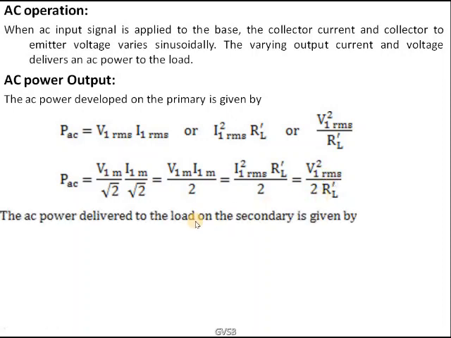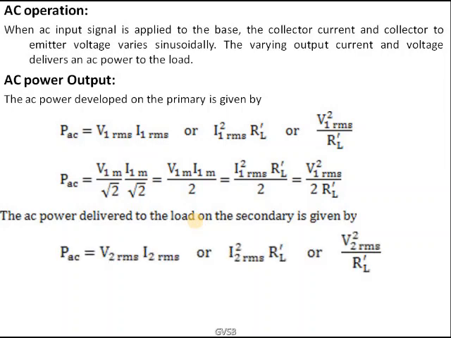The AC power delivered to the load on the secondary is given by PAC is equal to V2 RMS into I2 RMS. Here V2 is the secondary voltage and I2 is the secondary current. RMS is the AC representation of voltage and currents. This can be written as I2 square RMS RL dash or V2 square RMS by RL dash.